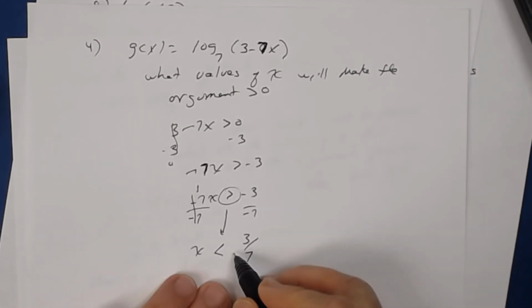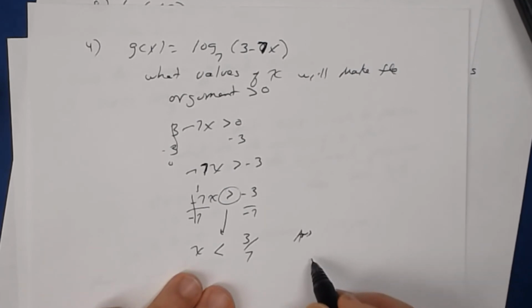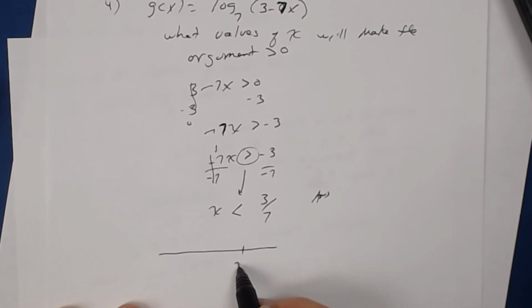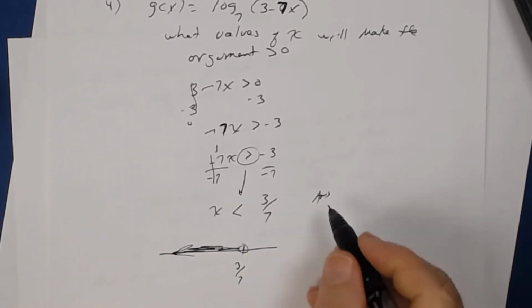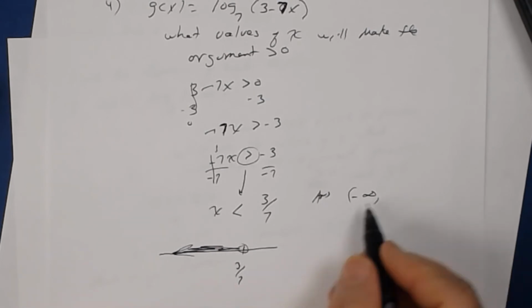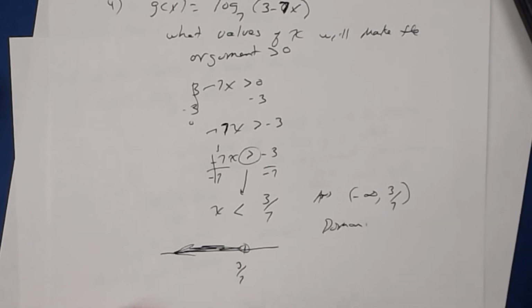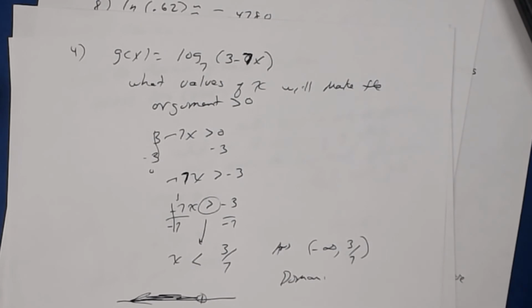Now, a few of you still have an issue with how to write this in interval notation. What I would do is put 3/7 on the number line. Remember, it's going to be an open circle because there's no equal sign, I can't use it. And I want all the numbers less than that, so draw your arrow this way. Now you go from left to right, so you're going from negative infinity all the way to 3/7 with parentheses. And that's your domain right here. That's your domain.